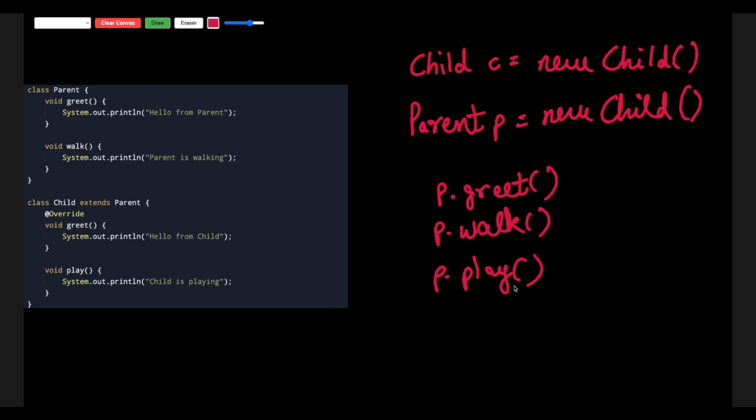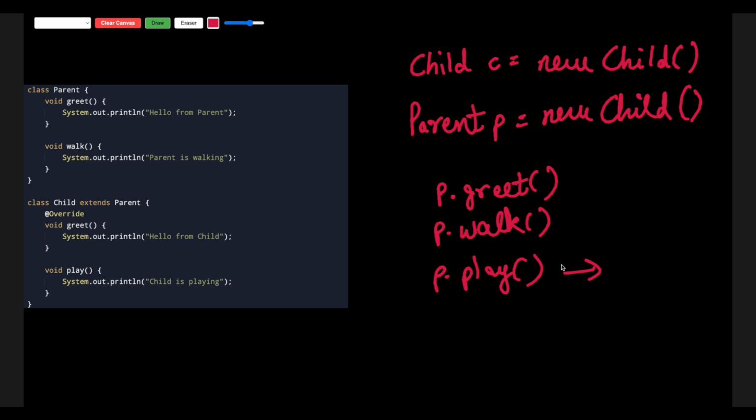Now see, because the reference is of parent type, you can only access the parent methods. So when you are accessing p.play, you will get a compile time error as it's not defined inside the parent class. But when you are accessing p.greet, it won't give you a compile time error as the parent class has a greet function, so the compiler will work fine. But think about it. What will be printed when you call the greet function?